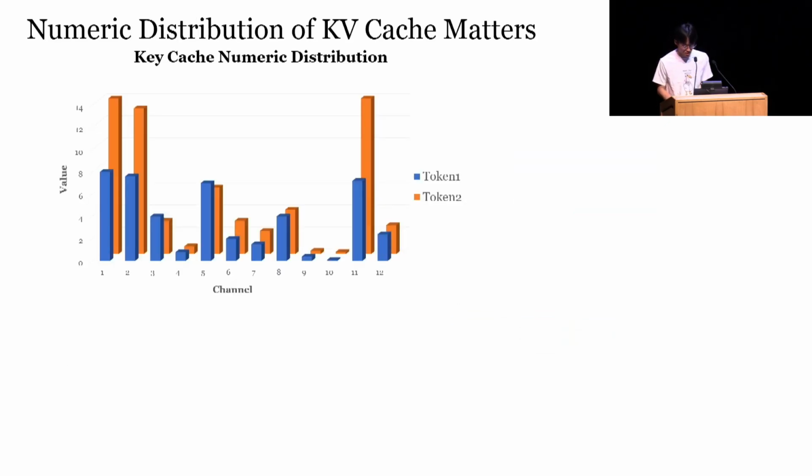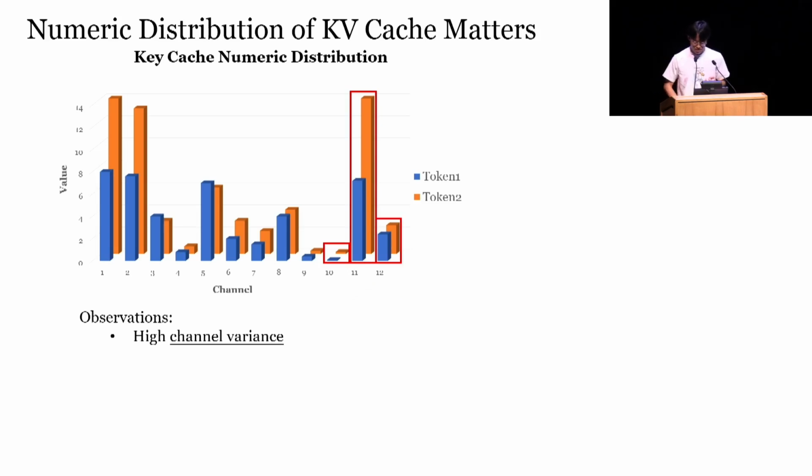Next, for the quantization technique, we find that the numeric distribution of the KV cache is the main culprit for the drastic accuracy degradation. This figure shows the distribution of different channels in two token caches. From the figure, we can get some important observations.